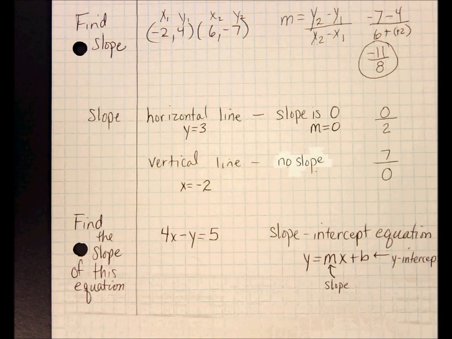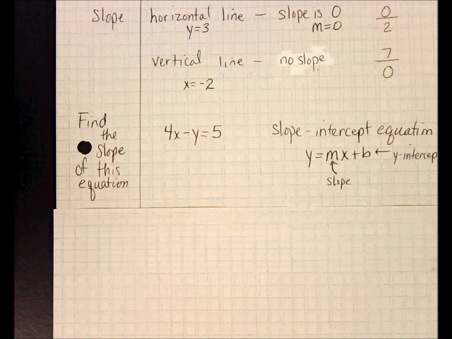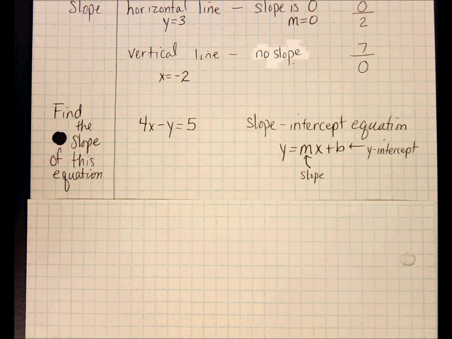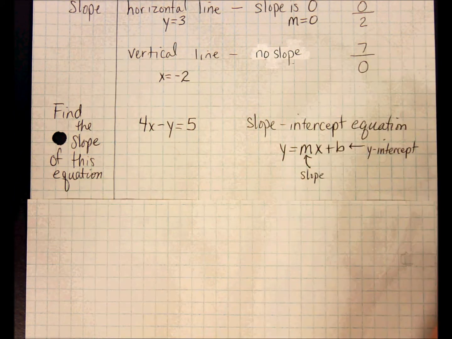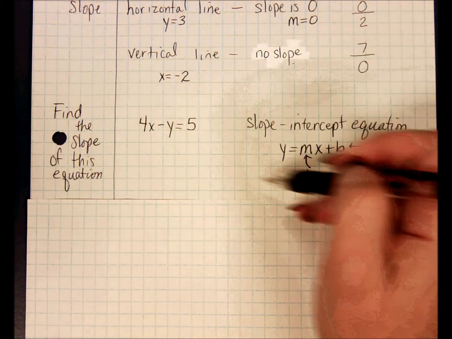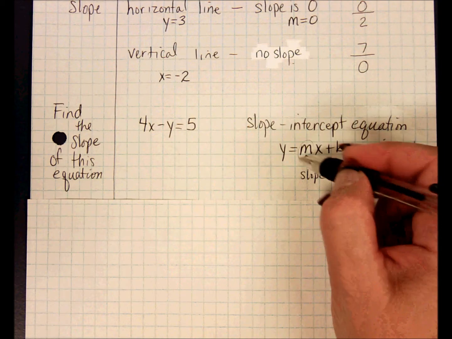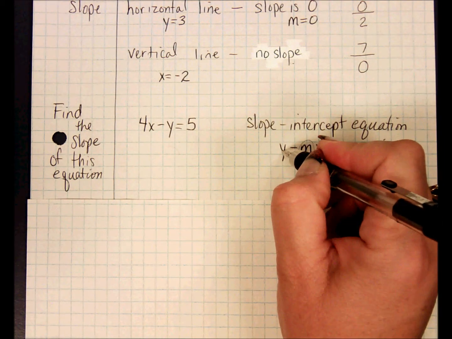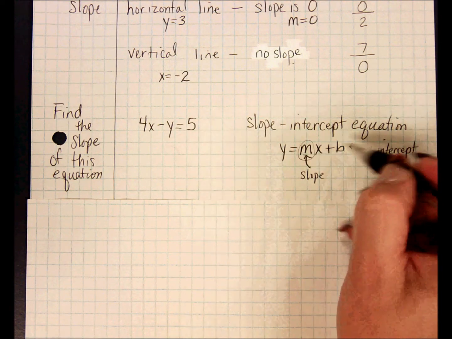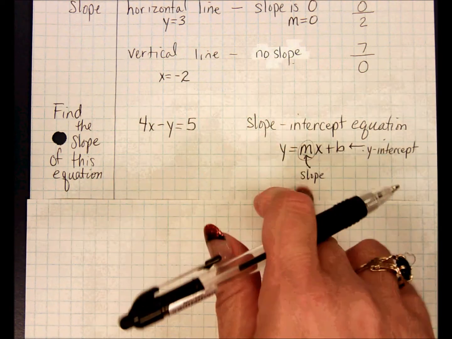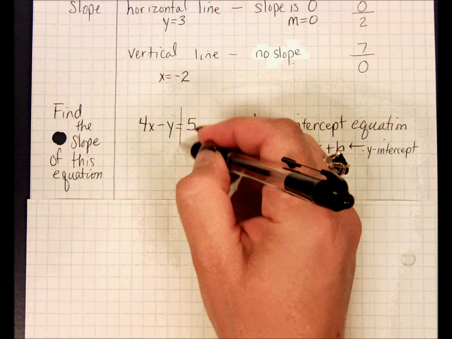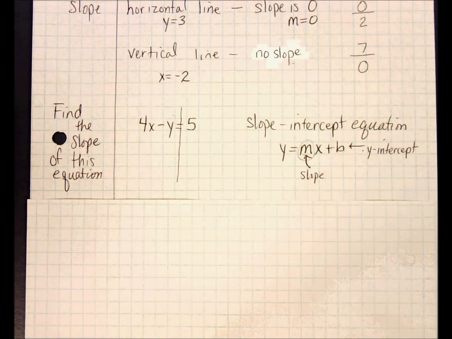All right, so let's look at the slope. Let me go over there. All right, find the slope of this equation. If we can get it in slope-intercept form, we'll find the slope right here in front of the x. So we want the y by itself, mx plus b. The b and the m and the x, pardon me, are on the right side. So we need to get this y by itself. We're solving an equation. We want the y to be alone.